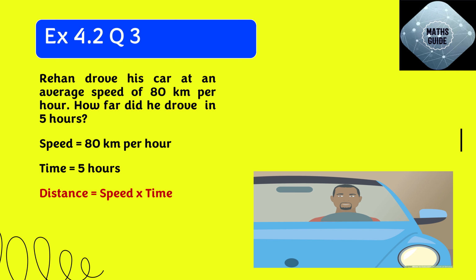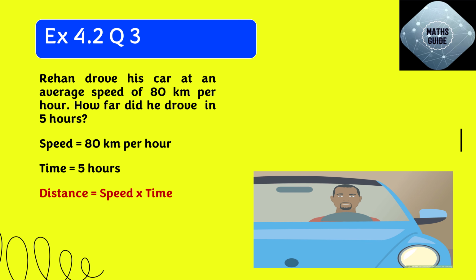This is exercise 4.2 question number 3. Rehan drove his car at an average speed of 80 km per hour. How far did he drive in 5 hours? Here how far means we have to calculate the distance. And we have been given the speed that is 80 km per hour and the time given is 5 hours.